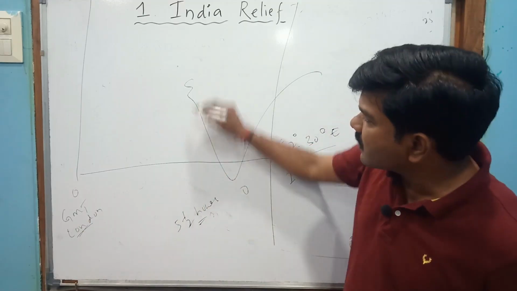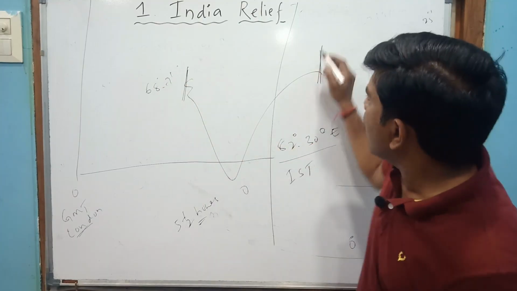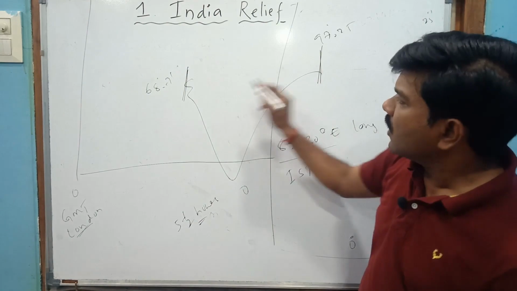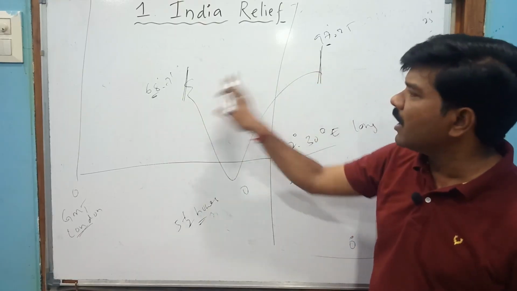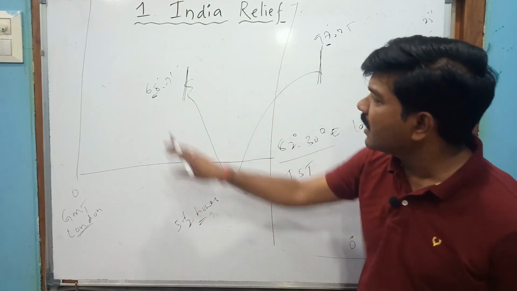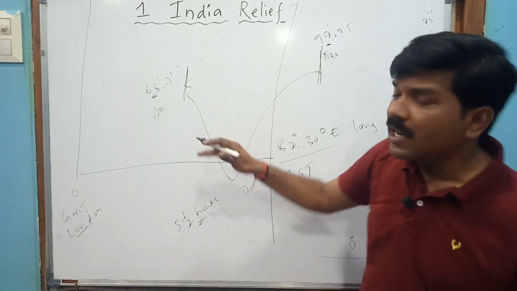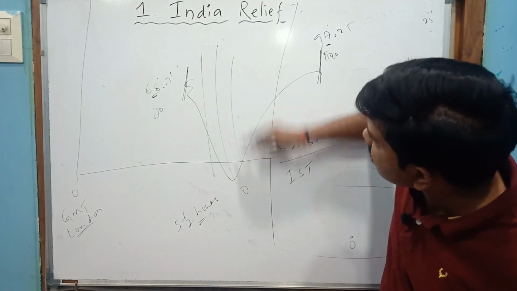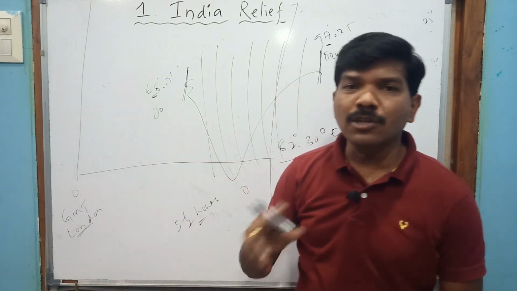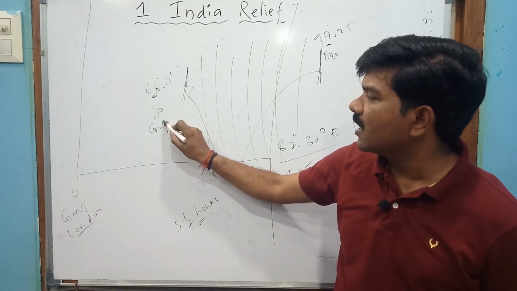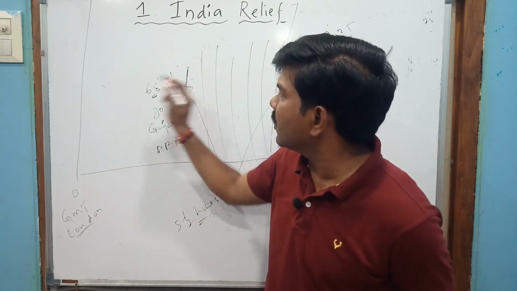Next, see Gujarat and Arunachal Pradesh. As I said, they are at 68 degree 7 minutes and 97 degree 25 minutes. Rounding up, 70 and 100, so there are 30 longitudes between Gujarat and Arunachal Pradesh. Because of that, there is a 2 hours difference between Gujarat and Arunachal Pradesh.